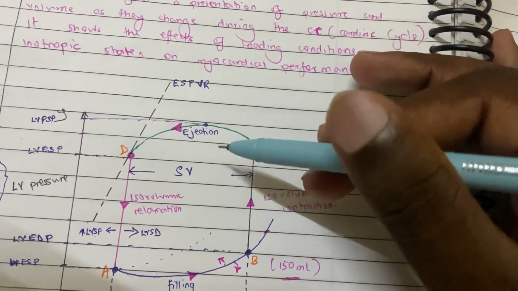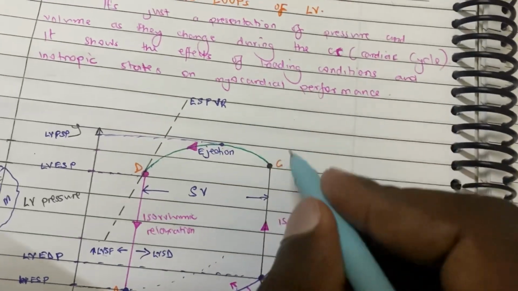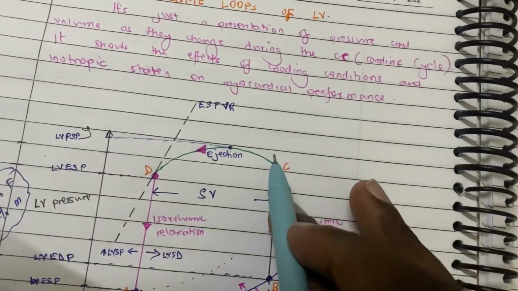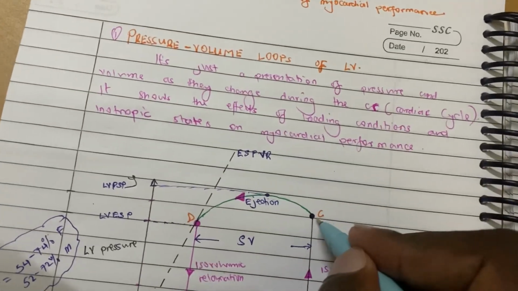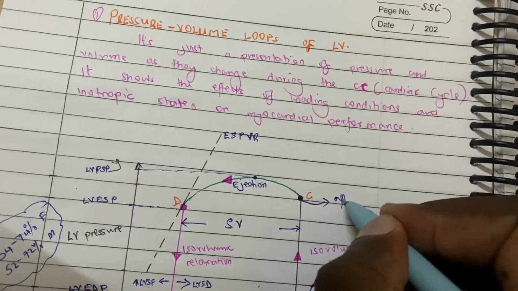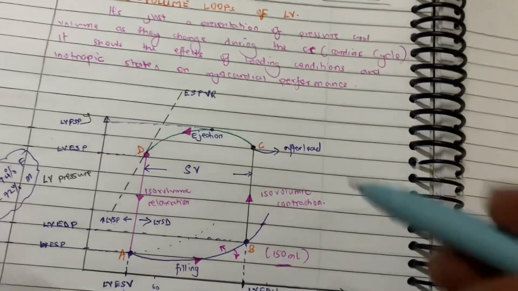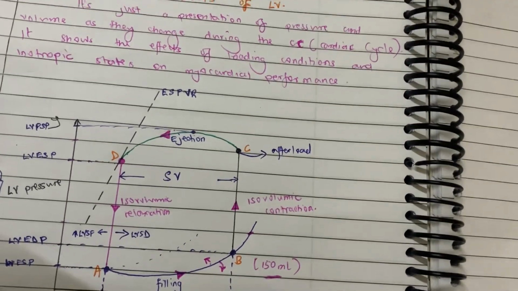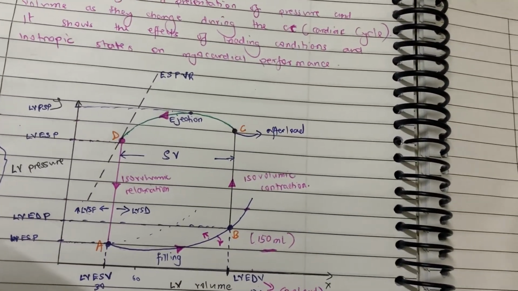Now if this curve, like here, if this point is too high, this one, if we label it, can be the afterload at this point. So the LV has to generate this pressure up to this point to start ejecting. So this is point C, we have afterload.